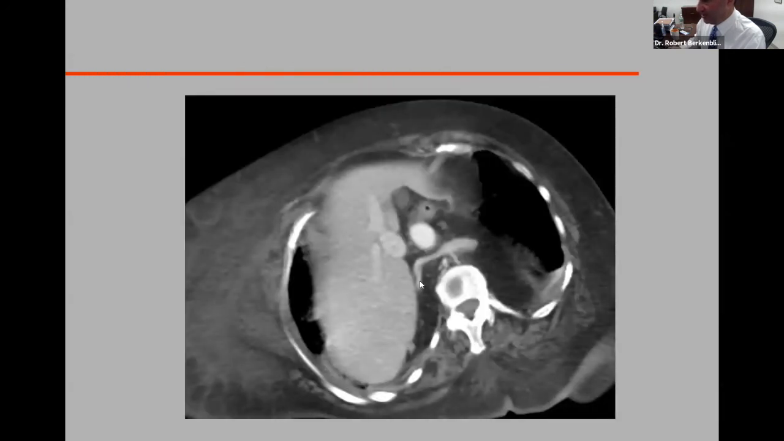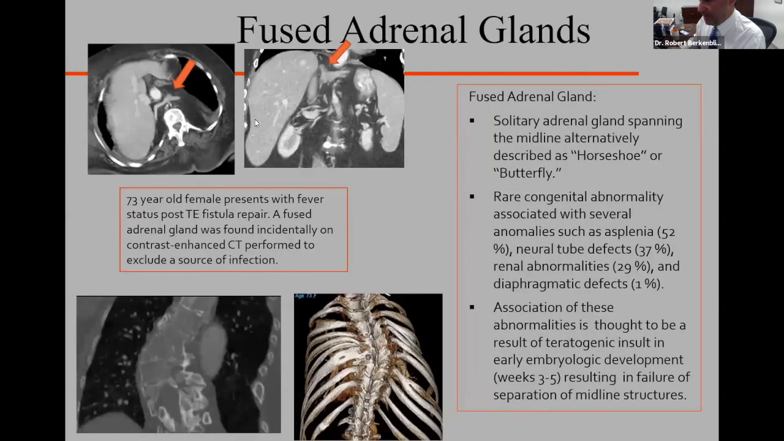And this patient has what's called a fused adrenal. We see it on the axial plane. Here on the coronal plane, we can see it crossing midline. Fused adrenal glands, a rare condition, solitary adrenal glands spanning the midline. It's associated with several anomalies such as asplenia, neural tube defects, and renal abnormalities or diaphragmatic defects. It's thought to be related to a teratogenic insult in early embryologic development, very early in development. And here you can see, in the same patient with the fused adrenal gland, an abnormal spinal canal.